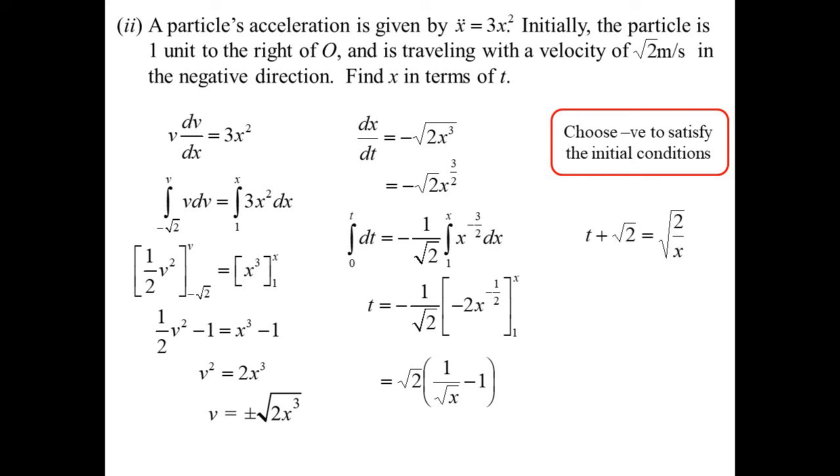So t plus root t is root 2 on x. 2 on x is t plus root t squared. So I've got x equals 2 over t plus root 2, all squared.